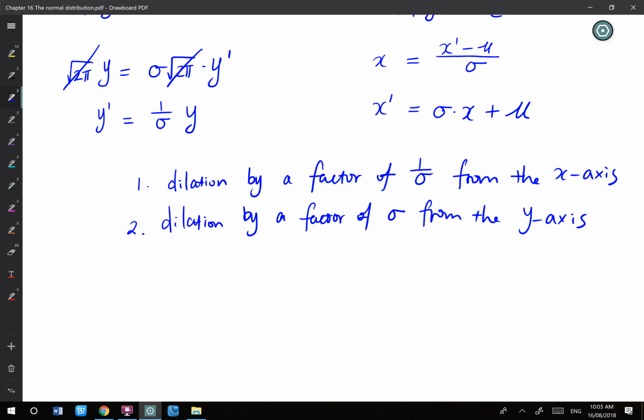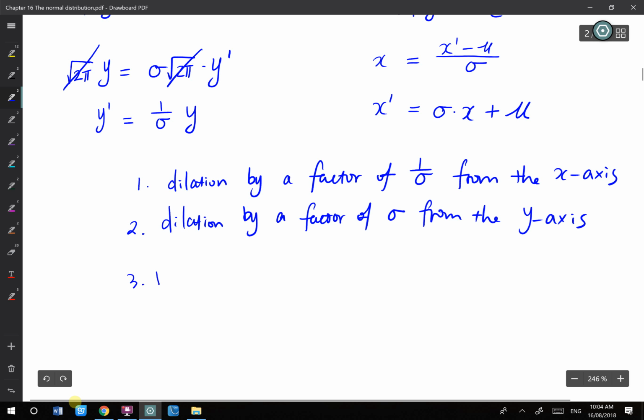One is from the x side and one is from the y side, and the two factors must be the reciprocal of each other. So if one is 2, the other must be a half. If one is 5, the other is 1/5. That makes the area back to 1.